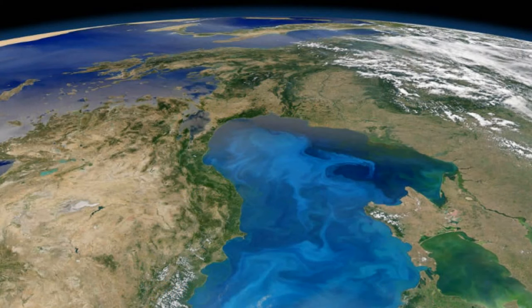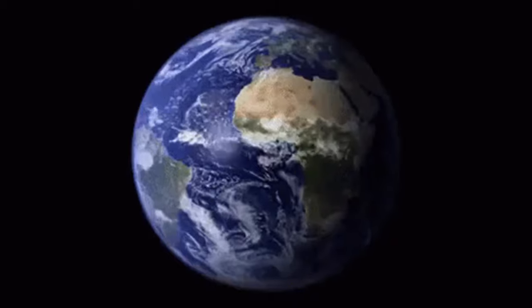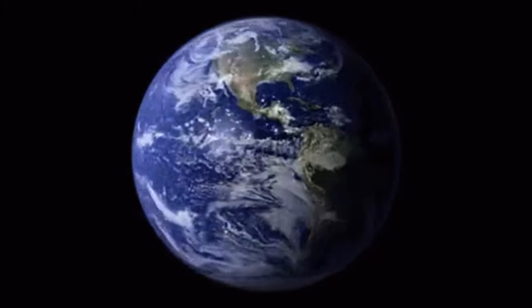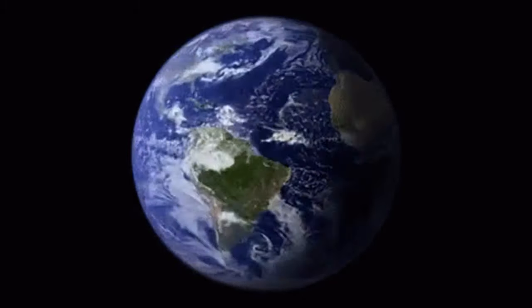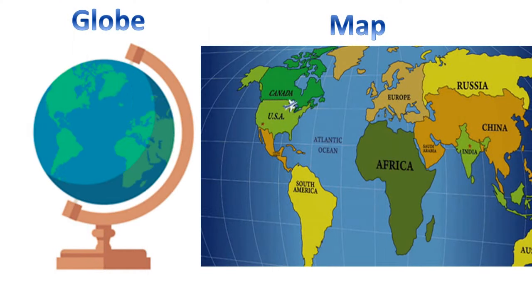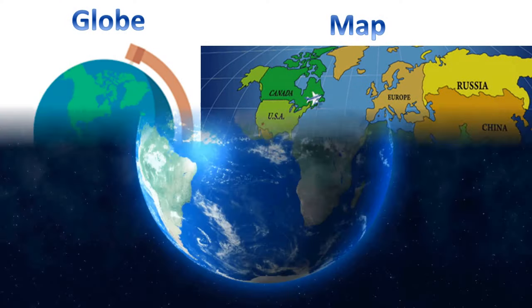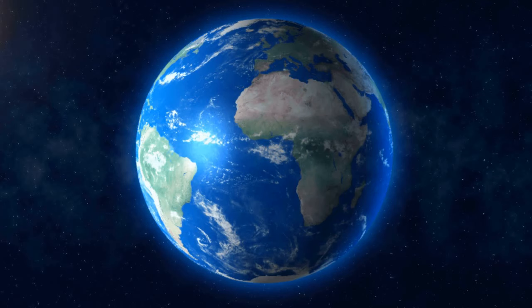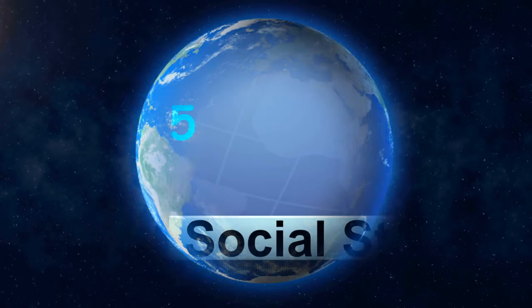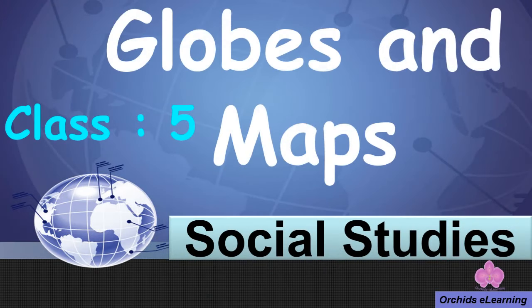Children, can you tell me, how can we identify places on the Earth's surface? Why do you think the Earth appears blue from space? For identifying places on the Earth's surface, we need globes or maps. Both are representations of the real Earth at a manageable size. Let us learn more about globes and maps today.